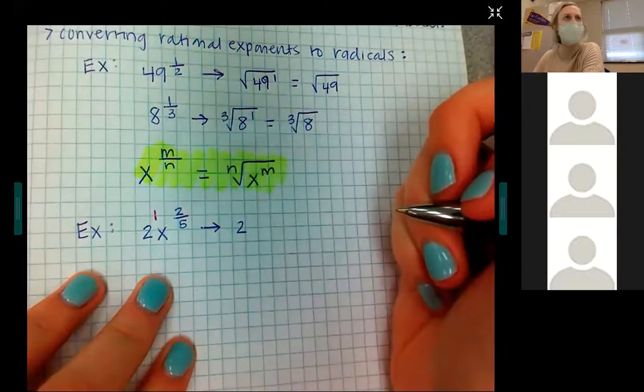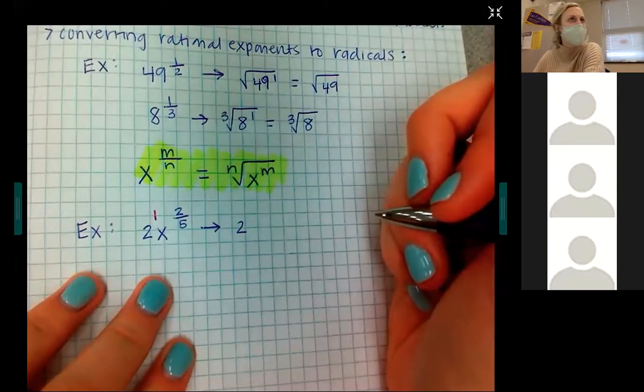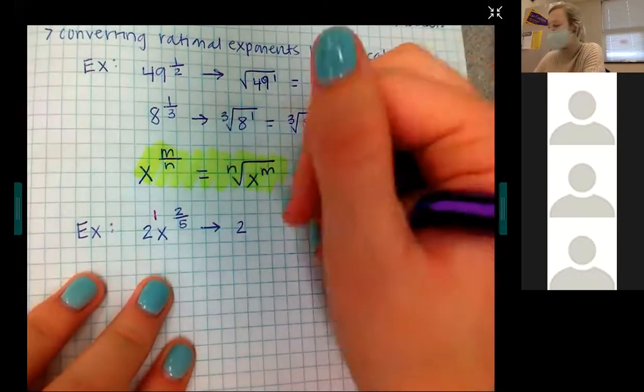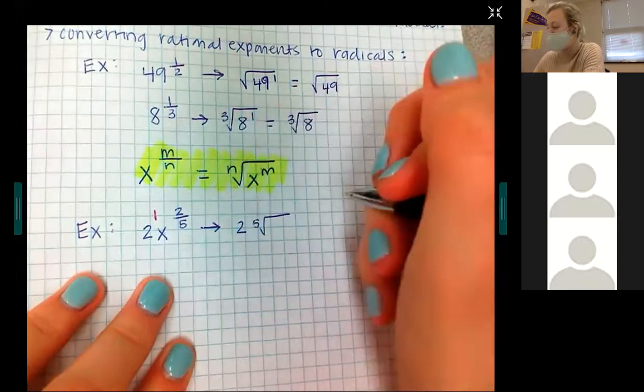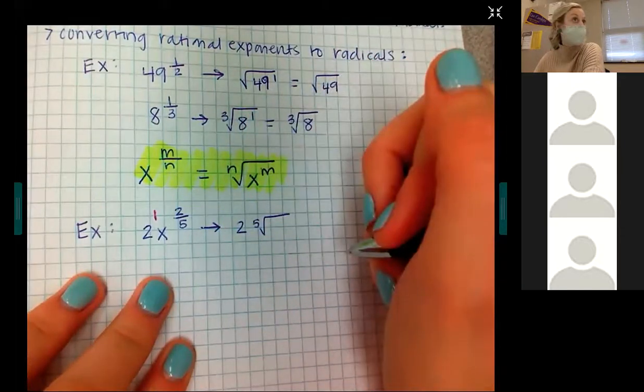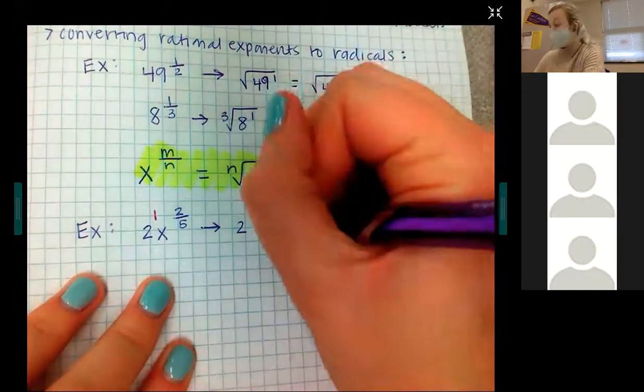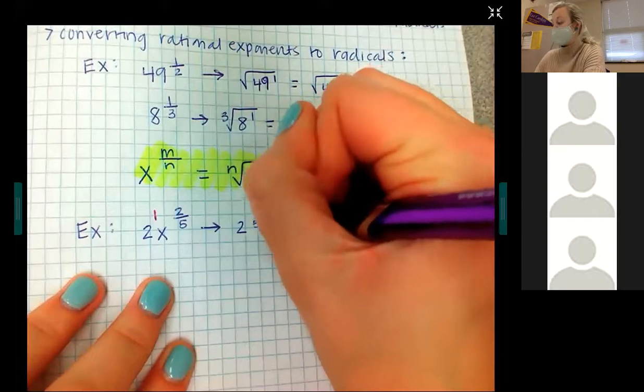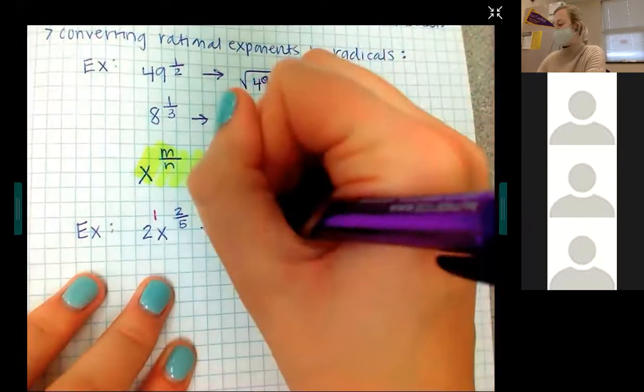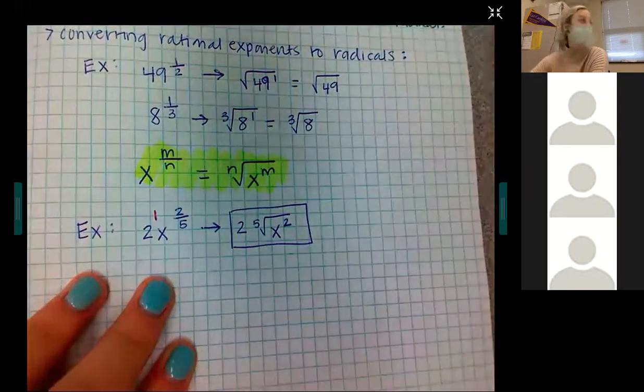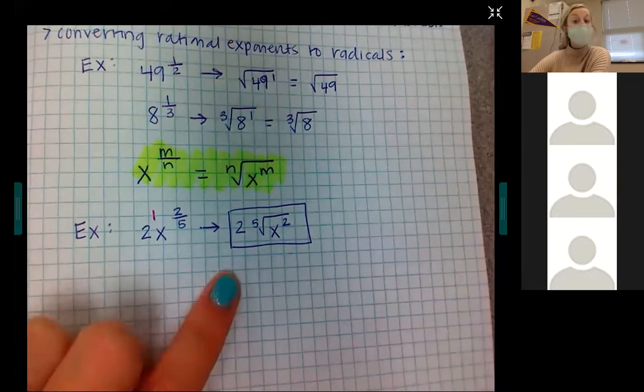And then what kind of root is it? 5th root. Good, Jaden. 5th root of what? X squared. Very good. So this would be the radical form. So that would be the answer.